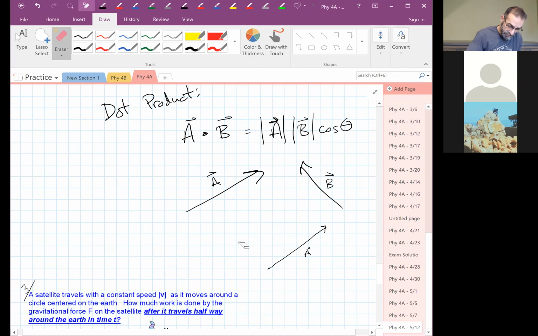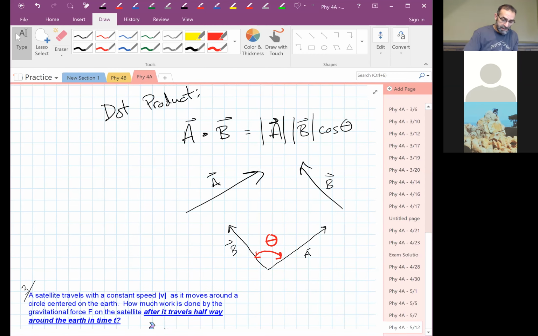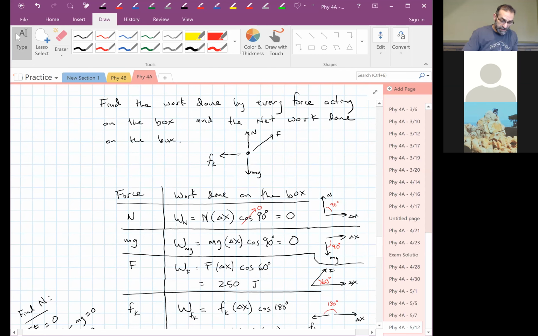Is that B? I'm trying to copy B over here. Kind of, sort of. When you put them together, this is theta. The angle you get when you put those tails together, that is theta. That's the cosine. We're taking that angle here. So let's go back and look at these real quick.